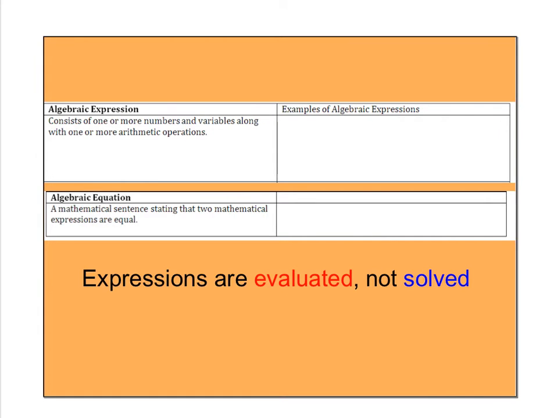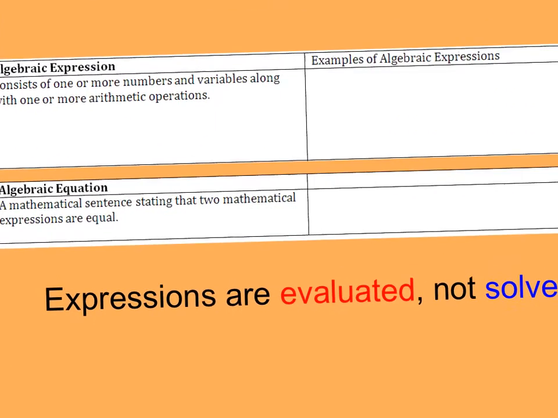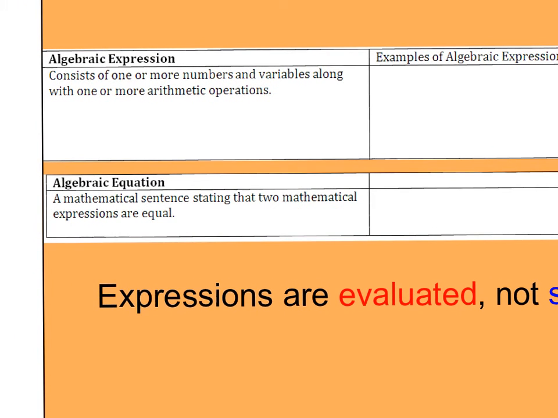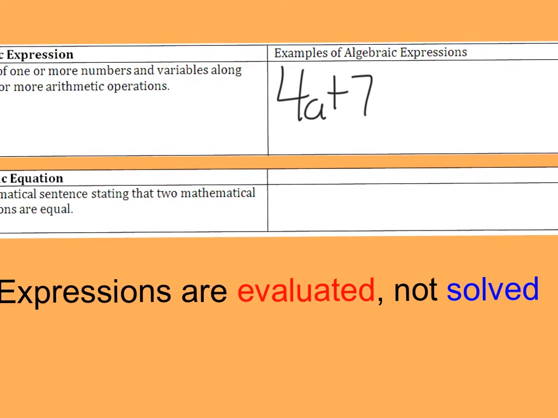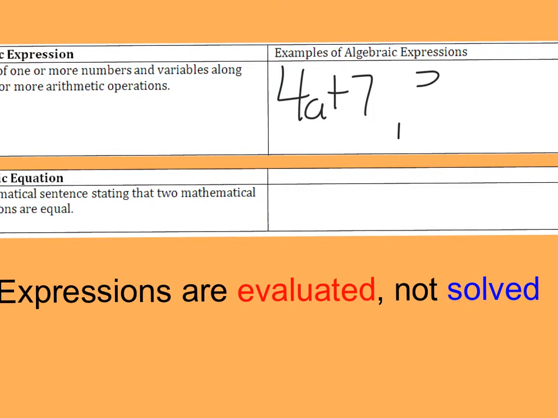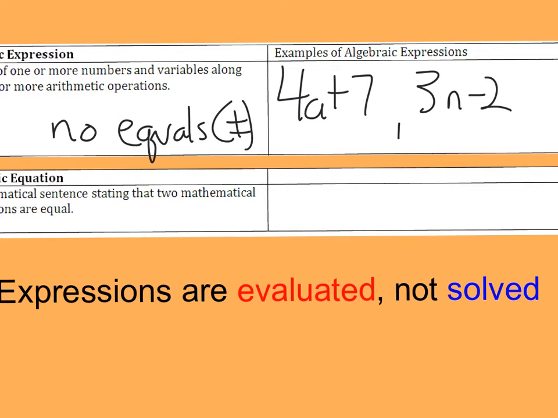Jump right into it. What is an algebraic expression? What is an algebraic equation? An algebraic expression consists of one or more numbers and variables along with one or more arithmetic operations. So if I've got 4a plus 7, that would be an algebraic expression. If I've got 3n minus 2, that would be an algebraic expression. The difference is that in an expression, there is no equal sign. So no equals. That doesn't exist. That's not there at all.